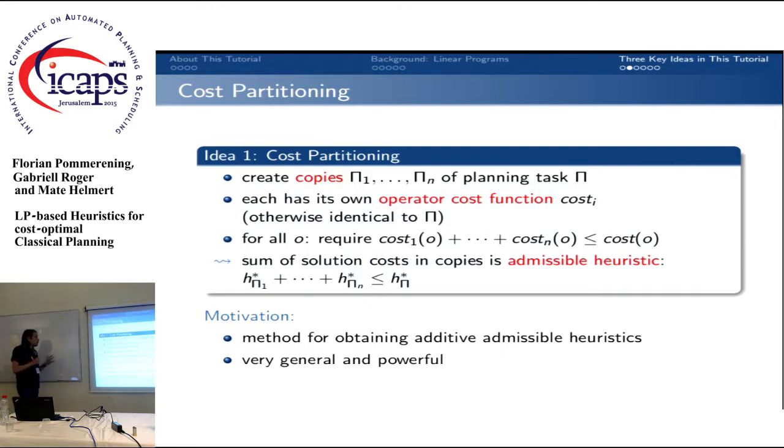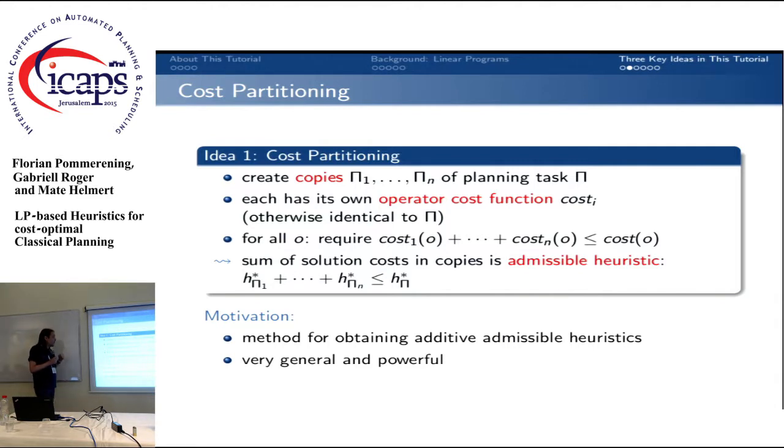So one of them is something that people in planning have known for quite a while, at least for 7-8 years, but it gets some new interest in the context of the LPs we're talking about, and that's cost partitioning. The idea of cost partitioning is you have a planning task you want to solve, and you create a bunch of copies of it. You turn one planning task into 5 planning tasks that are all the same as the original one, but then you modify it a bit. Basically, you change the cost function of each of the copies. So you have the same problem, but with lots of different cost functions.